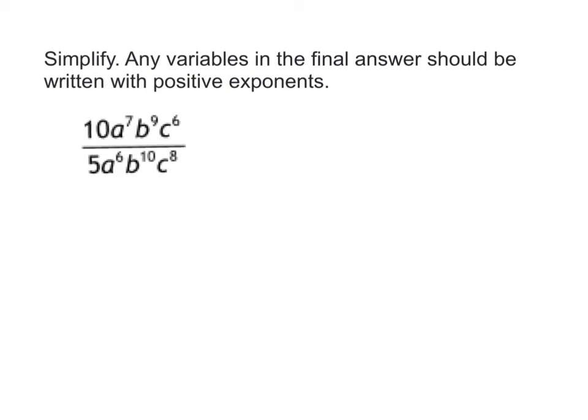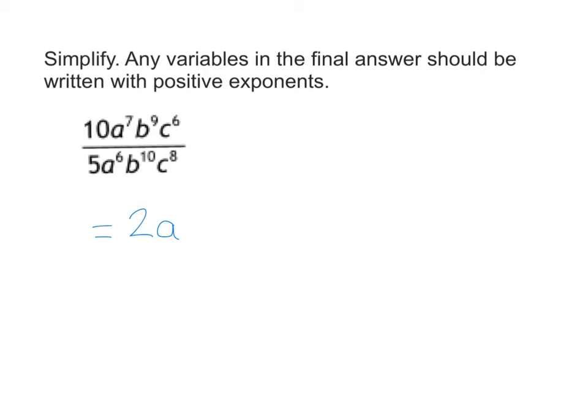This actually looks just like one that you could have had yesterday, but the difference is what we're going to do at the very end. So, let's start doing the dividing. 10 divided by 5? 2. A to the power of 7 divided by a to the power of 6. A to the power of 1, right? So just a. 7 subtract 6 is 1.